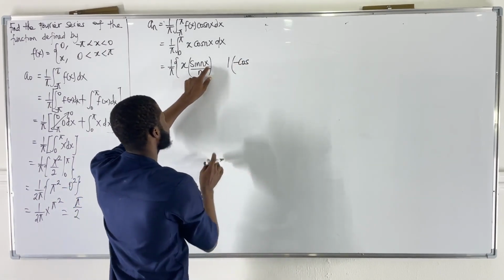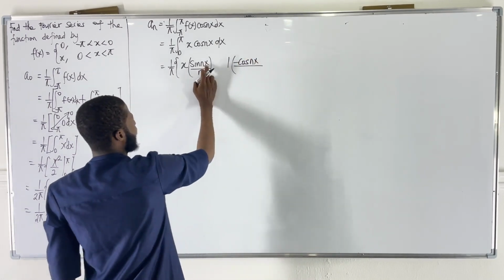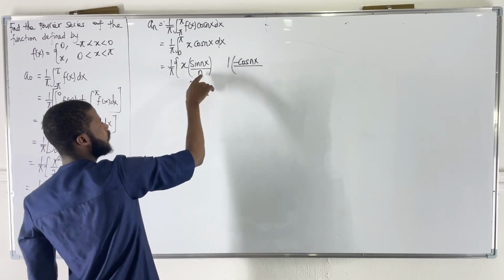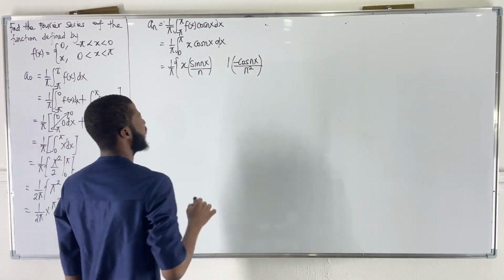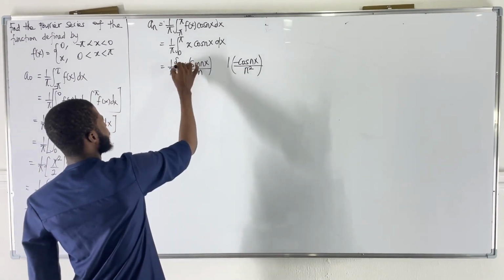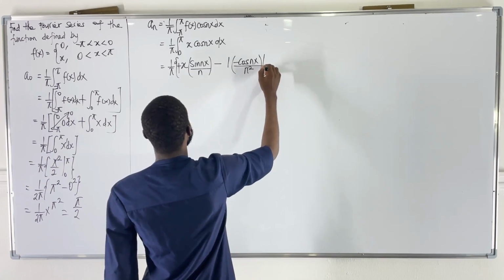Then this nx, you ought to differentiate it. So when you differentiate this nx, you will get n. That n will come and meet the n that has been here to make it n squared. And then the correct sign for this is to say this first one is plus minus. And then your limit is 0 to pi.